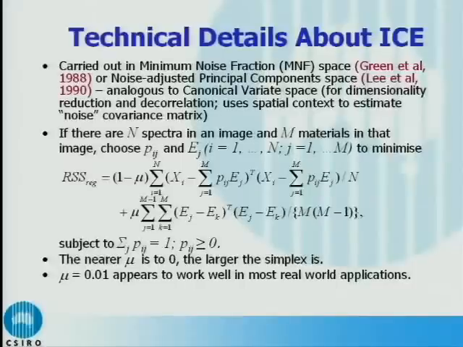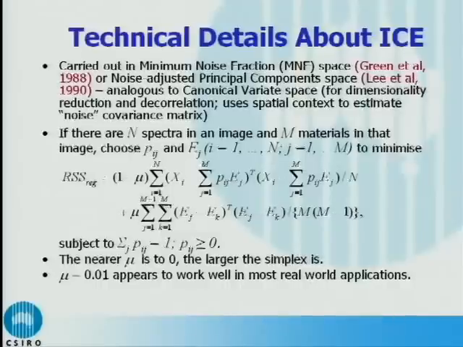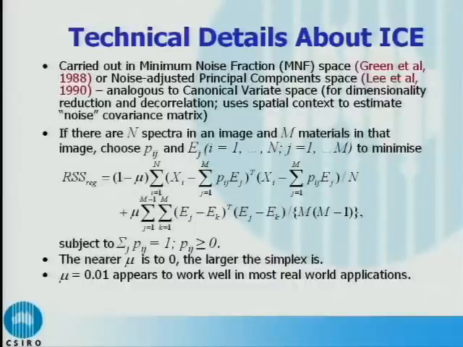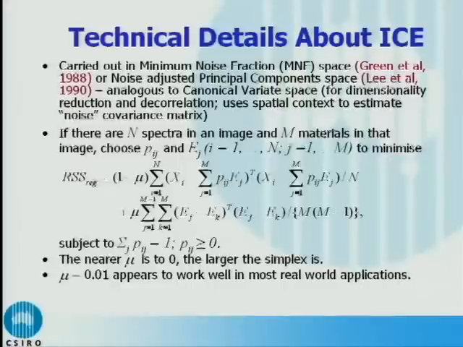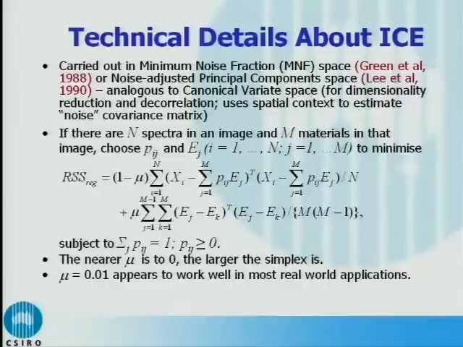Basically, principal components looks for directions, linear combinations, maximising variance. The MNF transform looks for directions maximising signal to noise ratio, and I'll show you an example shortly. It's analogous to the canonical variate space that we use for the Spectral Assistant for dimensionality reduction and decorrelation, and it actually uses spatial context to estimate what's called the noise covariance matrix. So in that space, if there are n spectra in an image and m materials in that image, you choose the p_ij and e_j to minimise the following things. So again, it's a sum of 2 things.